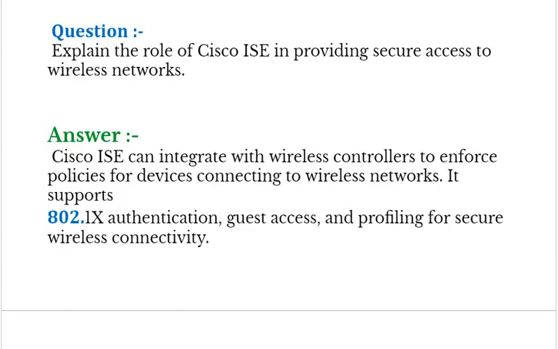Our next interview question is explain the role of Cisco ISE in providing secure access to wireless networks. Your answer should be Cisco ISE can integrate with wireless controllers to enforce policies for devices connecting to wireless networks. It supports 802.1X authentication, guest access, and profiling for secure wireless connectivity.